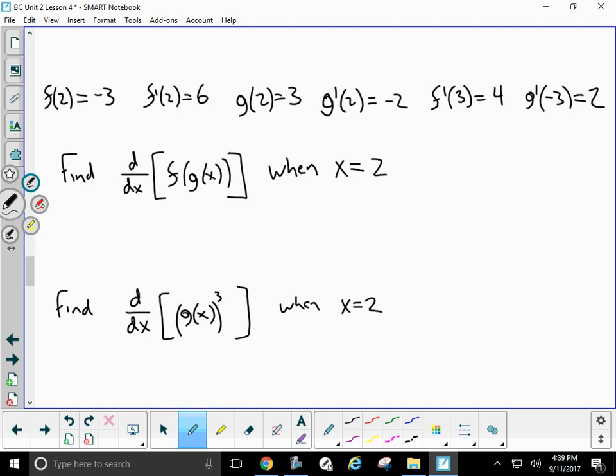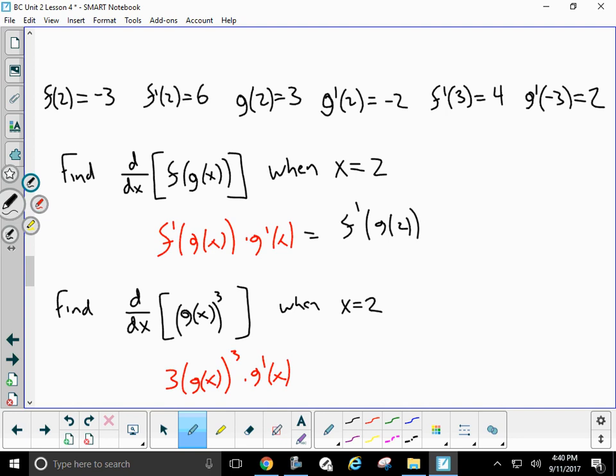We do the same problems here, just being careful and using a table. Something cubed. Don't forget the times the derivative of the inside. If I want to find it out at 2, it'd be f prime of g of 2 times g prime of 2. G of 2 is 3. This would be f prime of 3 times g prime of 2. F prime of 3 is 4. G prime of 2 is negative 2. So this is negative 8.